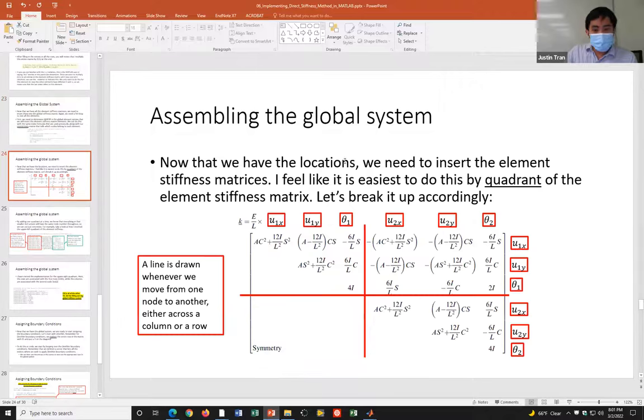This is a typical element stiffness matrix for a frame, right? So here is our 6 by 6 element stiffness matrix. And we know that these are going to be acting on node one. In this case, this is for element one, so this is nodes 1 and 2. And so we have U1X, U1Y, theta 1, U2X, U2Y, theta 2, and then we have the same entries for the columns, right?